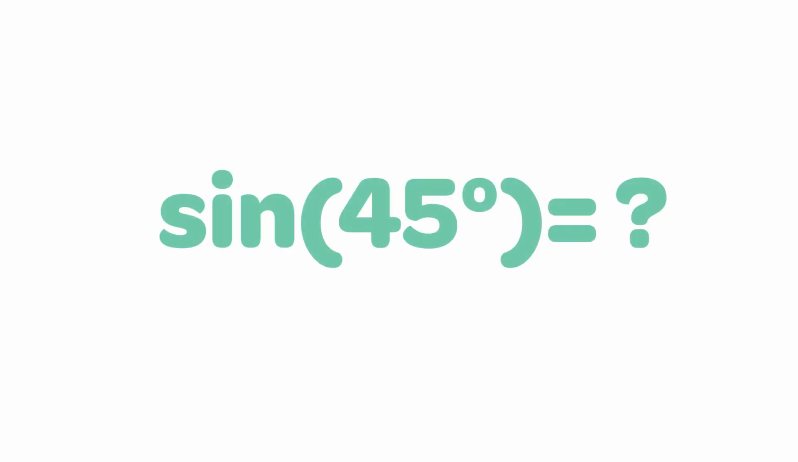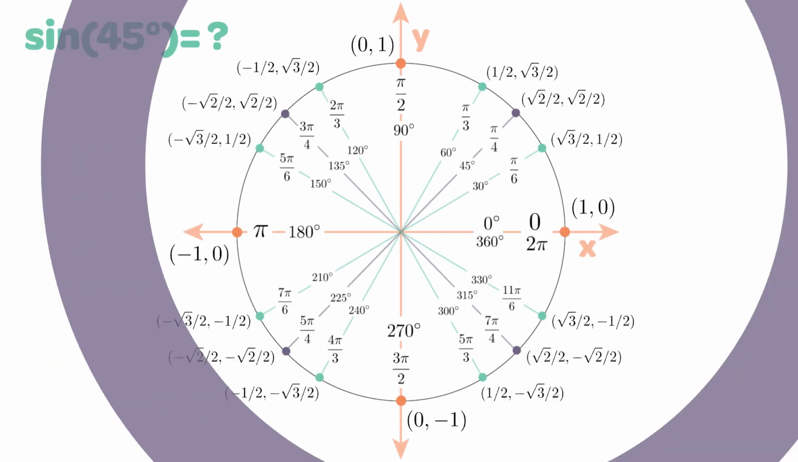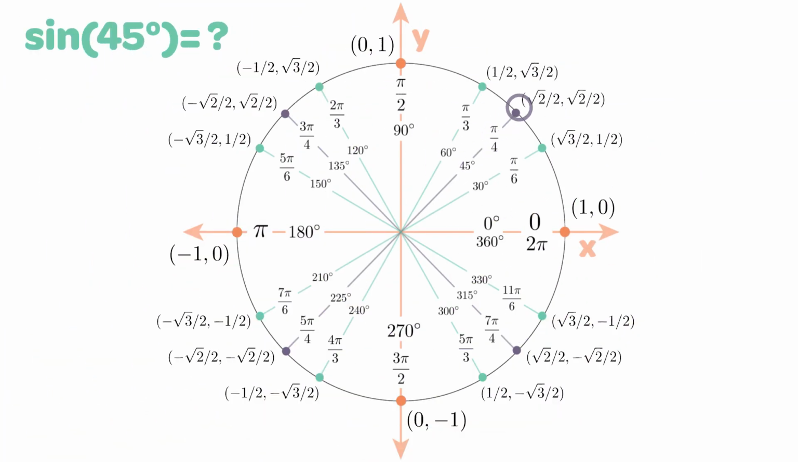Let's look at an example. If we need to find sine of 45 degrees, we find our angle 45 degrees on our unit circle, and we look at the y-coordinate because sine is what gives us the y-coordinate. So, sine of 45 degrees is square root of 2 over 2. And we can do the same thing for radian measurements.